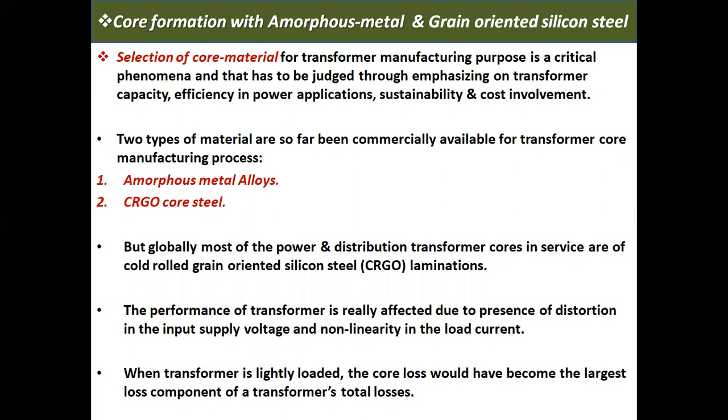But globally, most of the power and distribution transformer cores in service are of cold rolled grain oriented silicon steel, CRGO laminations. The performance of a transformer is really affected due to the presence of distortion in the input supply voltage and nonlinearity in the load current. When a transformer is lightly loaded, the core loss becomes the largest loss component of a transformer's total losses.